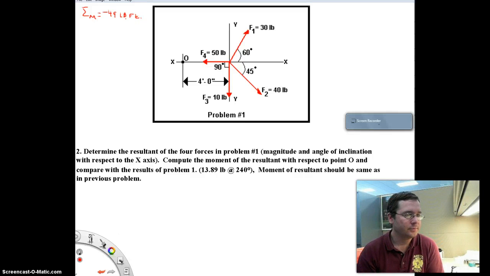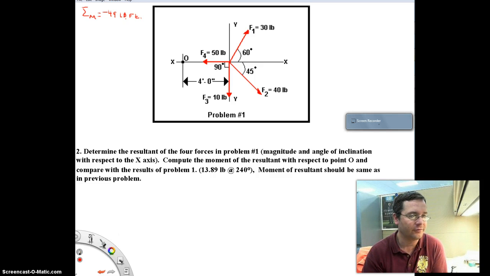Week 4, problem 2. This problem asks you to address the same diagram as was done in problem 1 and use an alternative approach to prove that you get the same result. So in the upper left-hand corner, I've written the result from problem 1, which was that the sum of all moments was equal to negative 49 pound-feet.